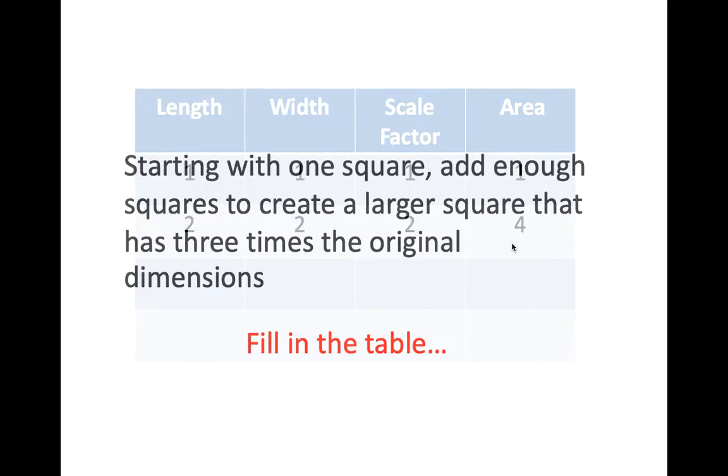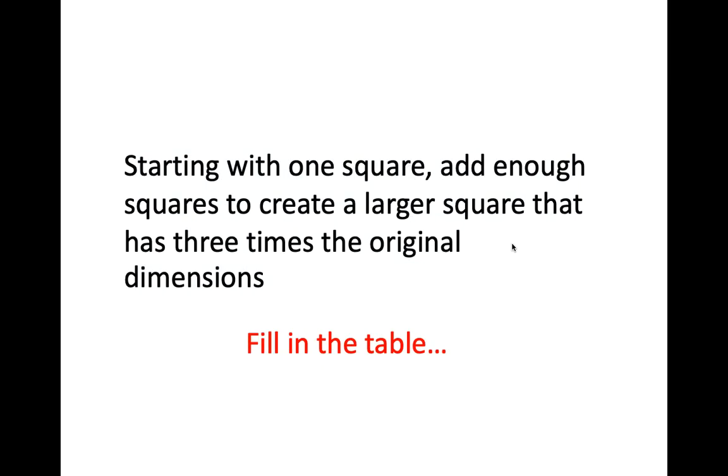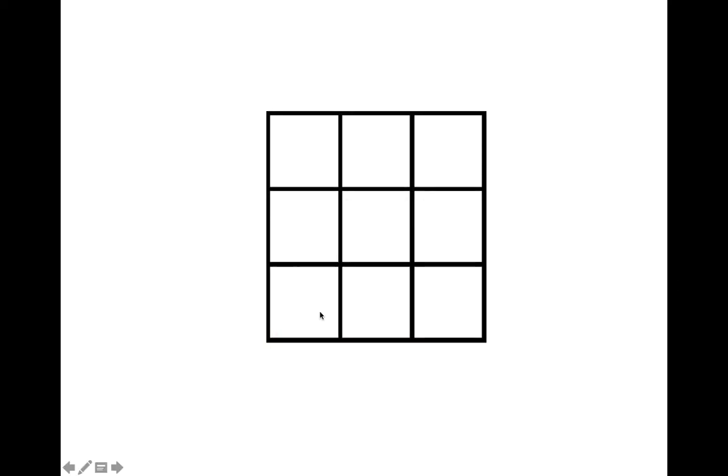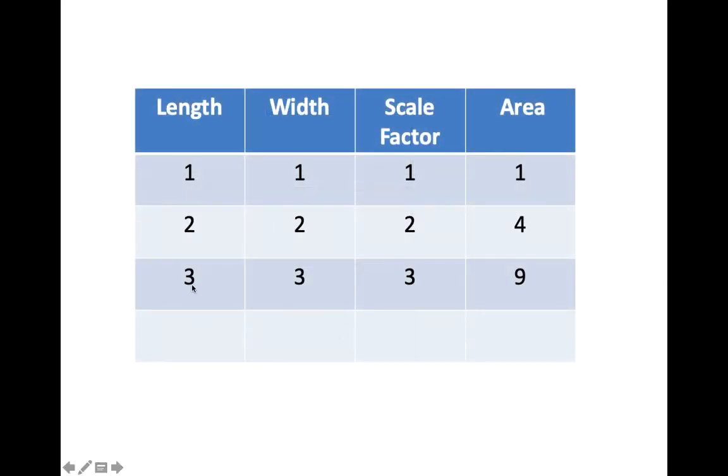Okay, now starting with this same one square, add enough squares to create a larger square that has 3 times the original dimensions, and fill in your table. So if we did something like that, we're going to have to add squares so that we end up with 3 squares along the bottom, 3 squares along the side, an area of 9. And by the way, my scale factor, I've now made it 3 times bigger. So if I fill in my table, a length of 3, a width of 3, a scale factor of 3, and an area of 9.